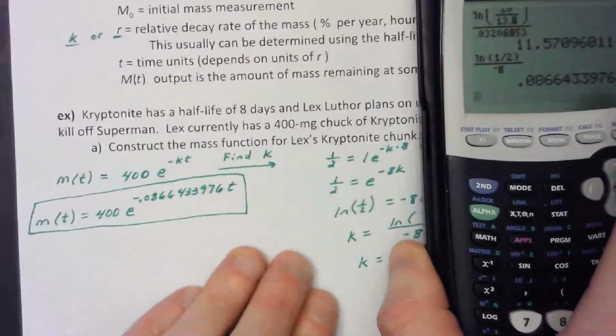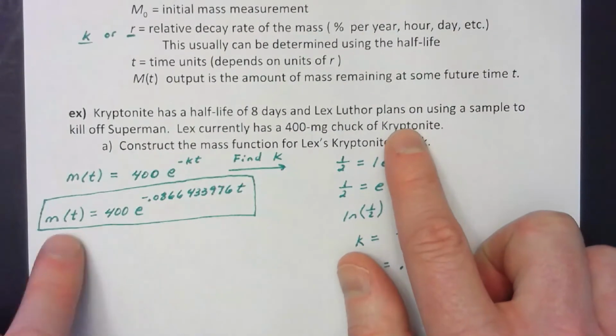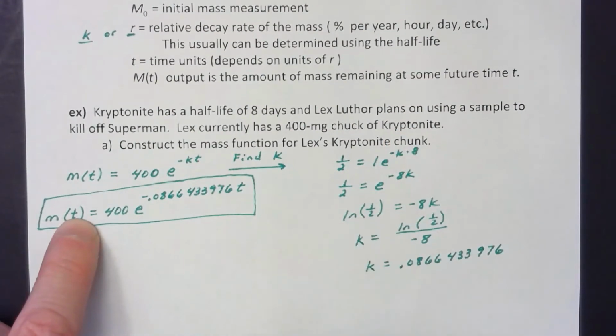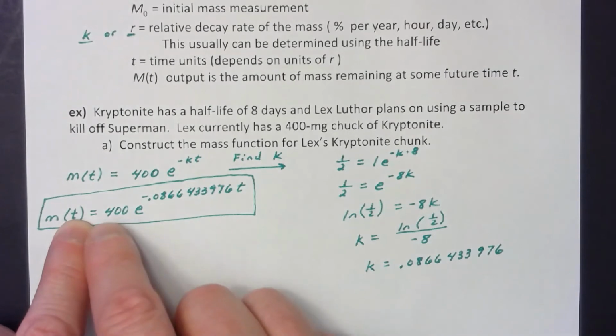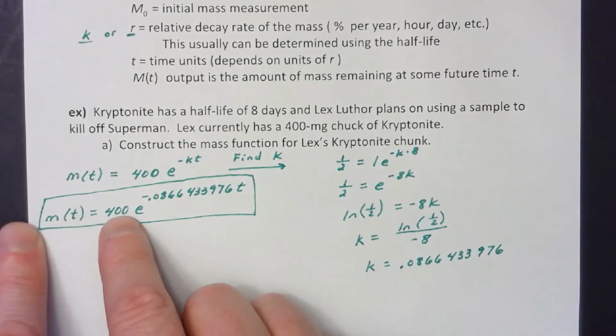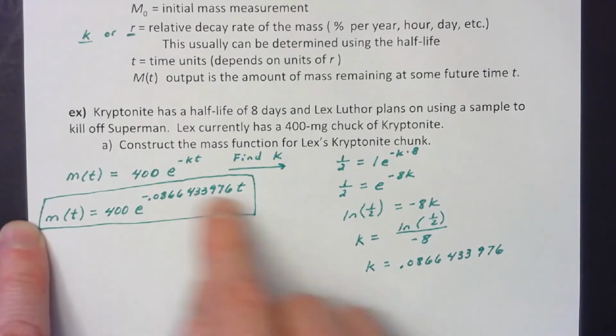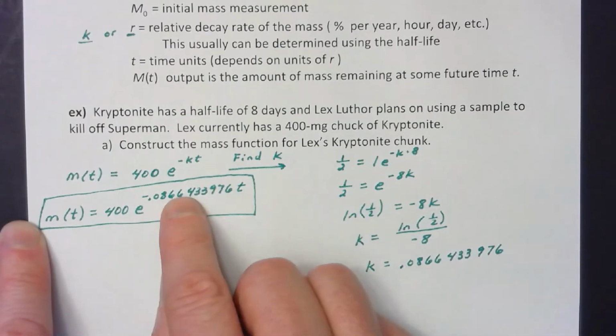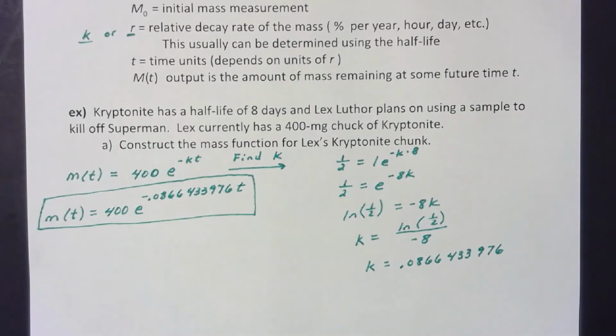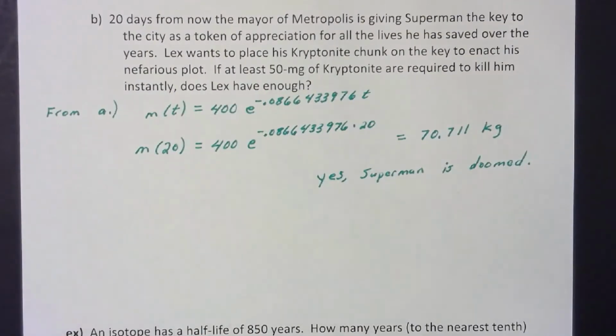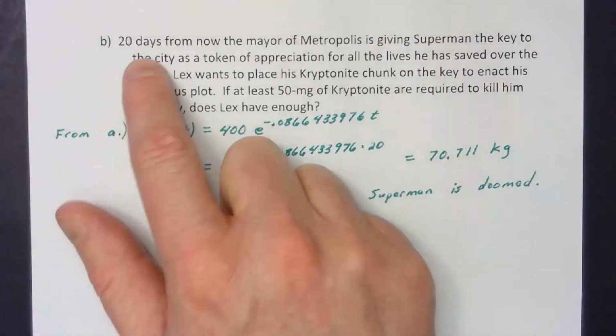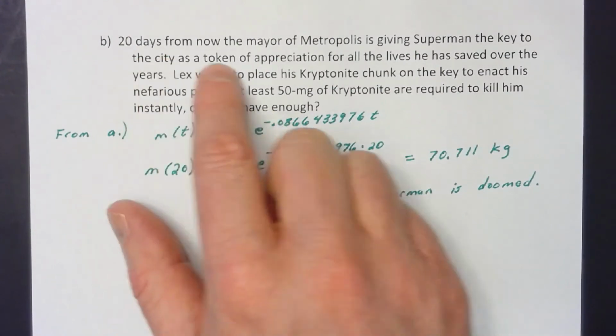So now when I'm saying, what is your mass formula for this chunk of kryptonite? We say, well, the mass at time t, where t is measured in days, the mass at t days later is equal to the original mass, 400 milligrams, times e to the negative k times t power. So what this is telling me is that this chunk is decreasing in size by about 8.7% per day.